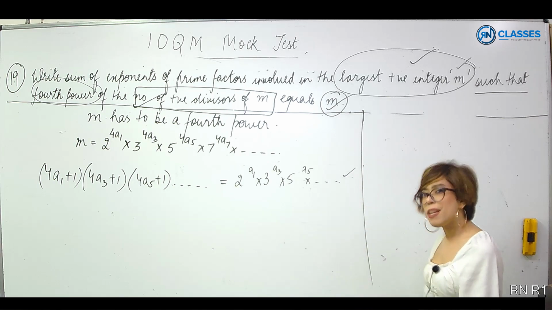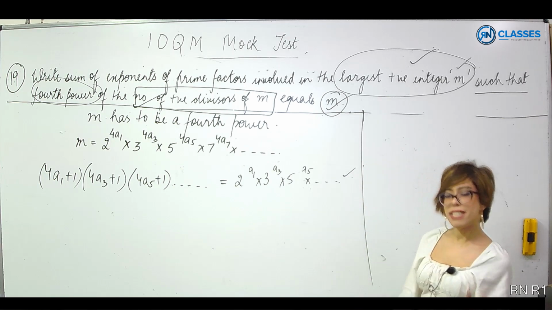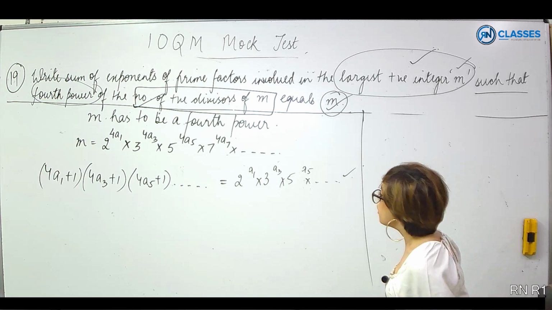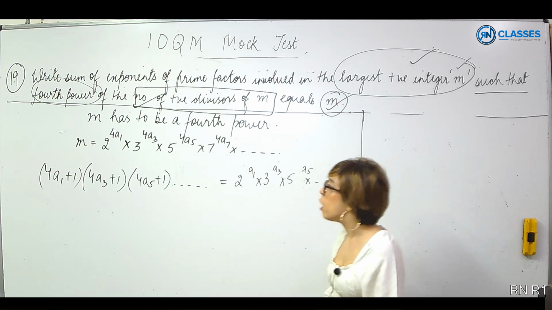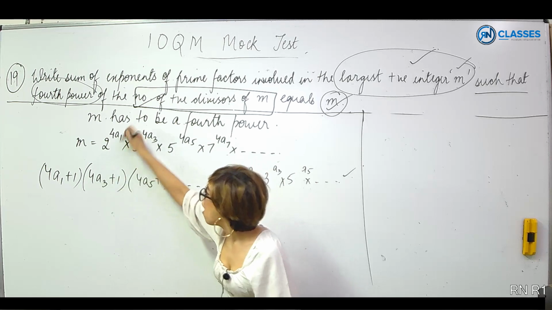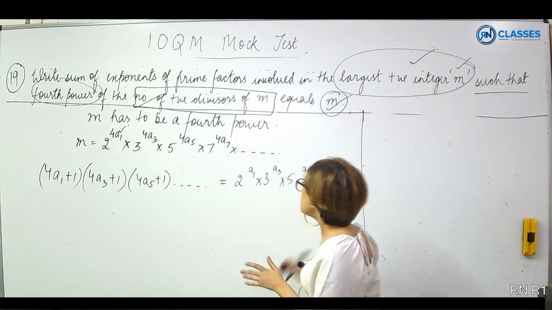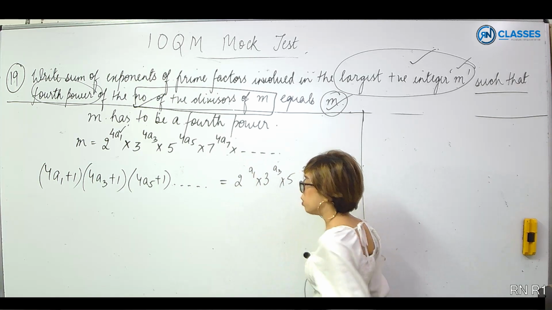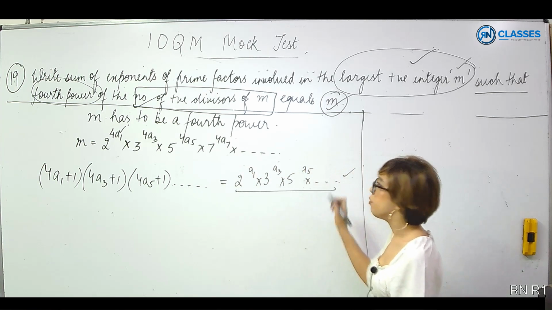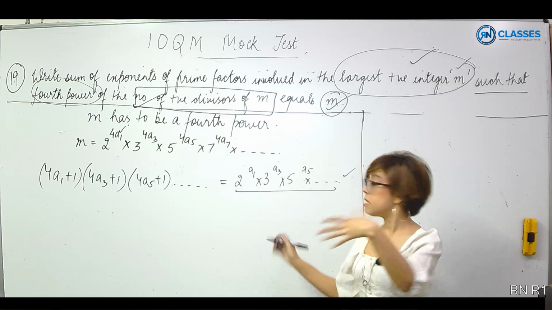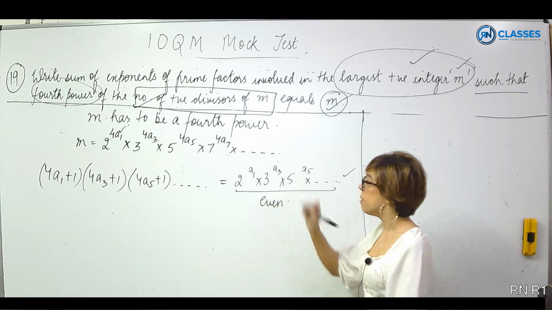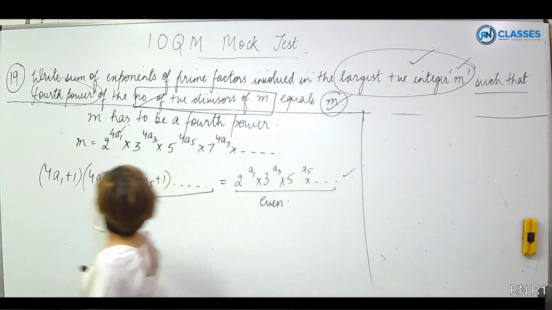Mind it, too many variables are involved, but we can still handle it. Now first of all, if I need to find out M, let me find A1 first. A1 is nothing but the power of 2. Power of 2 means even. Right hand side is definitely even. Left hand side, let's see.